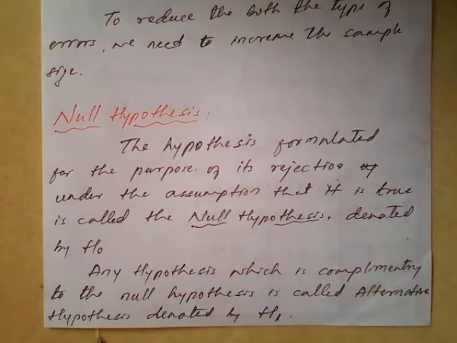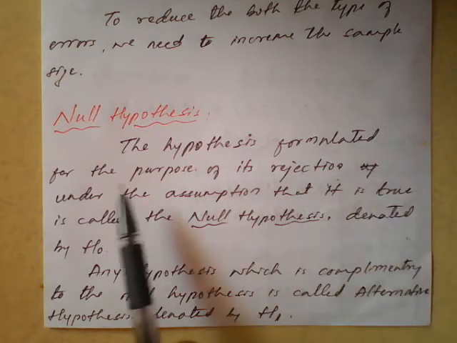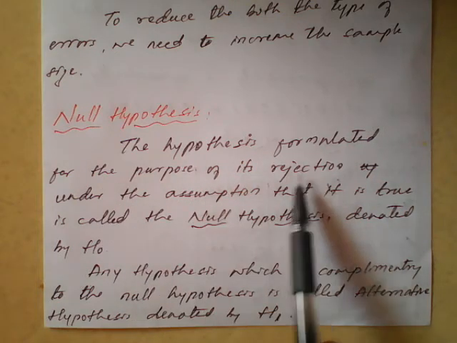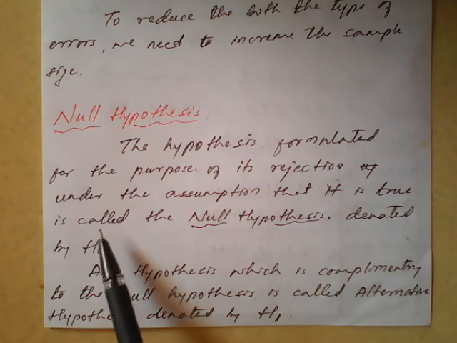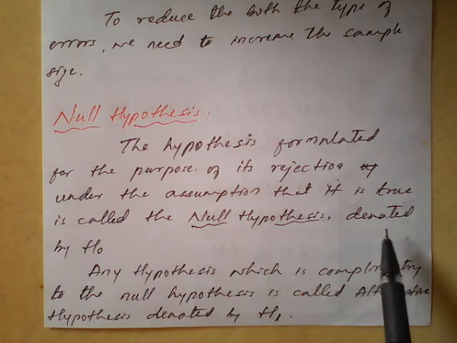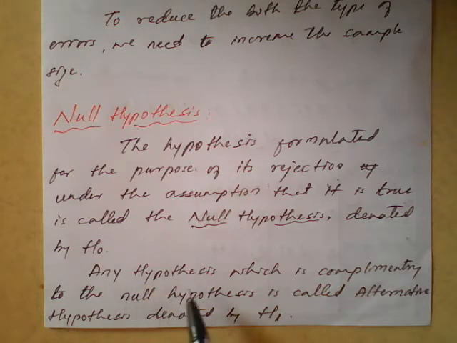null hypothesis. Any hypothesis which is complementary to the null hypothesis is called the alternative hypothesis and is denoted by capital H1. The hypothesis formulated for the purpose of its rejection under the assumption that it is true is called the null hypothesis, denoted by H0. Any hypothesis which is complementary to the null hypothesis is called the alternative hypothesis, denoted by H1. So this is one of the important concepts to start the examples.